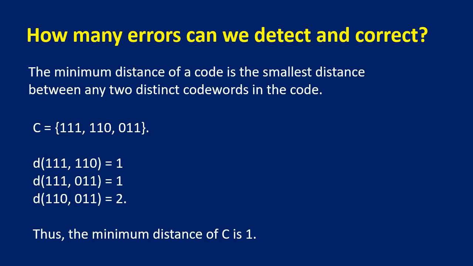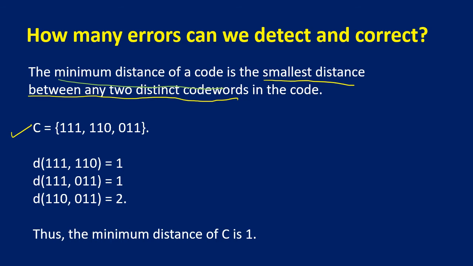Next question that we have is how many errors can we detect and how many errors can we correct if we use this? Now, first, let us define the meaning of minimum distance of a code. In the last slide, we discussed the meaning of distance of two code words. Now, what we want is the distance of a code. What is that? That is the smallest distance between any two distinct code words.